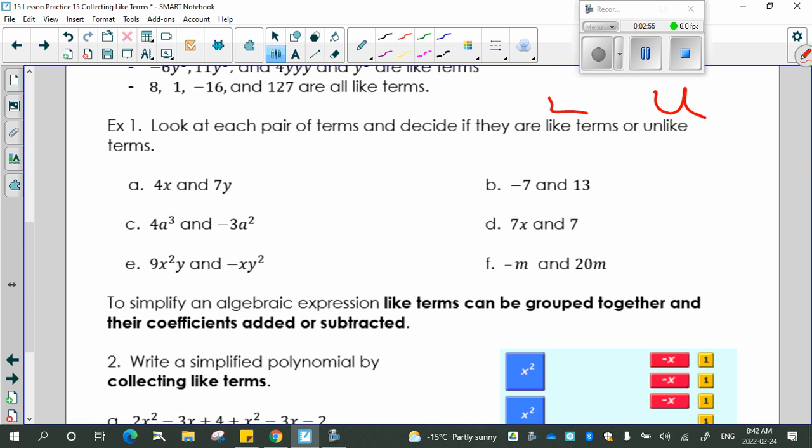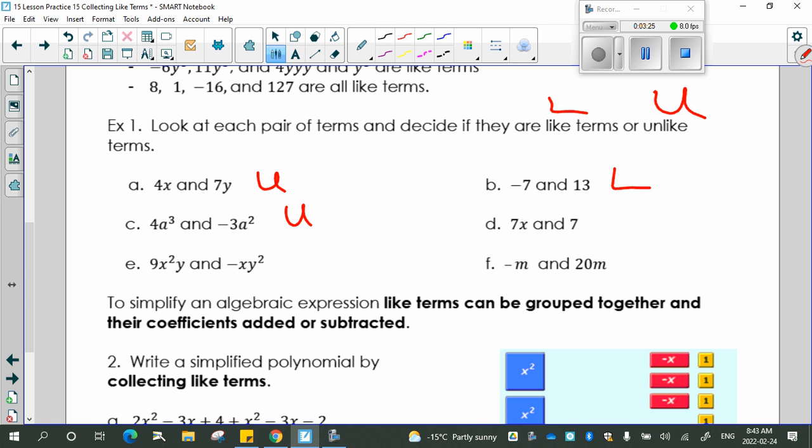So 4x and 7y, like or unlike? Can we group them together, or are they separate? Unlike, good. They don't have the exact same variable part. Negative 7 and 13? Like. 4a cubed and negative 3a squared. Unlike. Okay, they've got the same variable, but not the same exponent.